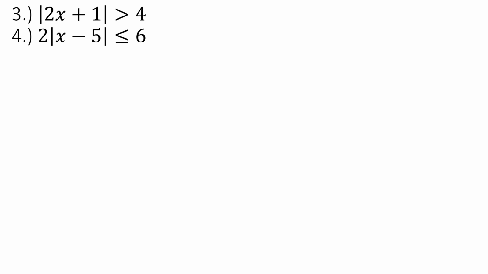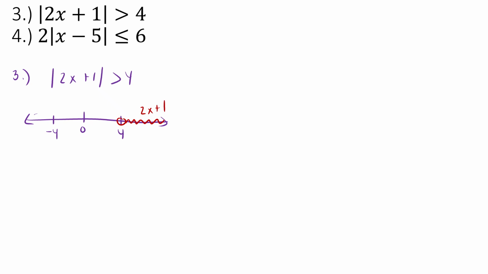All right, so moving on. Now we have more interesting ones where we have more interesting expressions. So we have another greater than, so the distance from 0 is greater than 4. And so that means when we're walking away from 0, we need to go past the 4. So 2x plus 1 would be way over here on the right, to the right of the 4, or to the left of the -4.